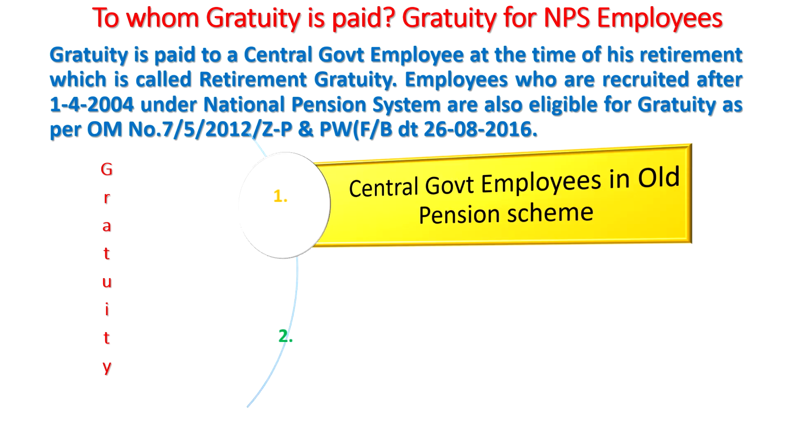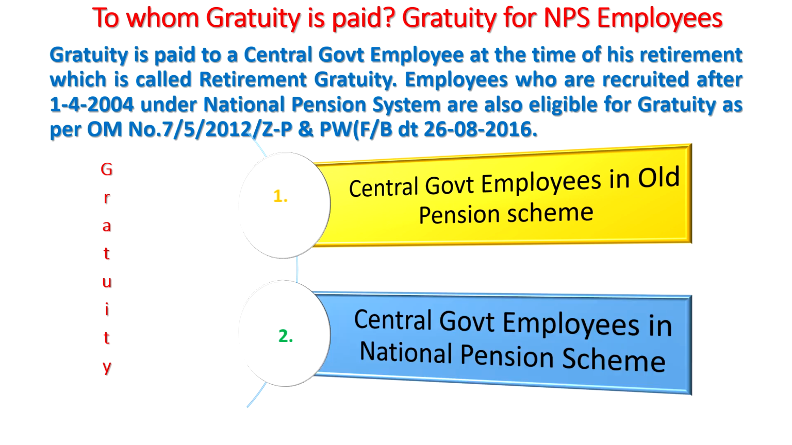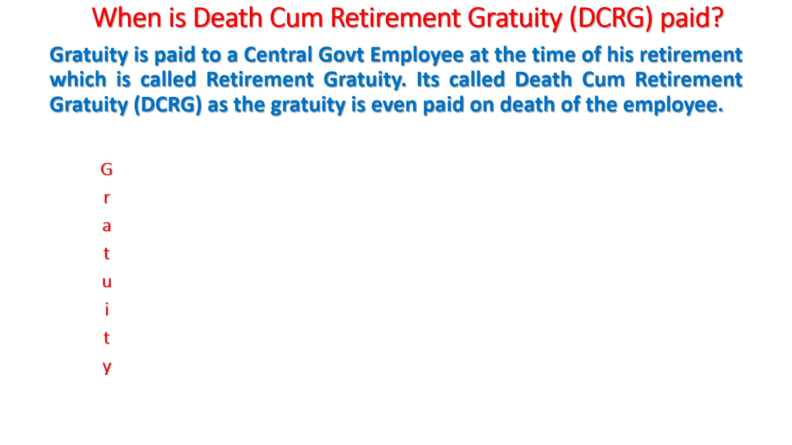Now, who are all eligible? The central government employees in the old pension scheme are eligible for gratuity, and the central government employees in the National Pension System are also eligible for this gratuity now. Gratuity is paid to the central government employee at the time of retirement. We have seen it as retirement gratuity, and it is called death come retirement gratuity, DCRG, as gratuity is even paid on the death of the employee.